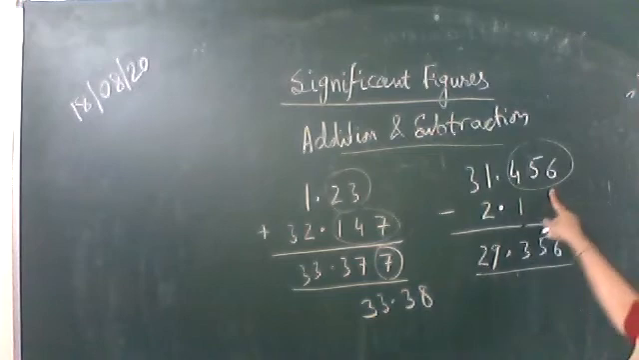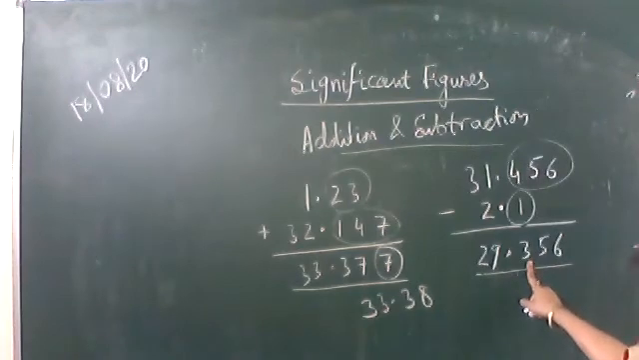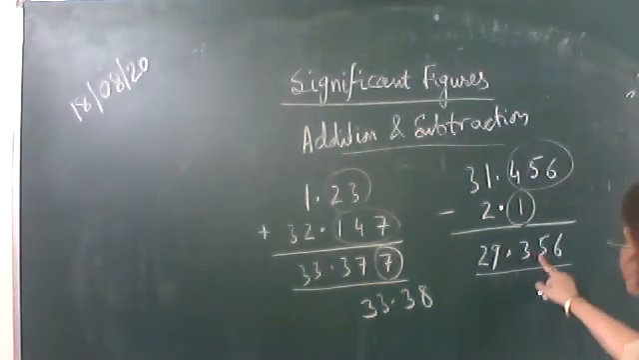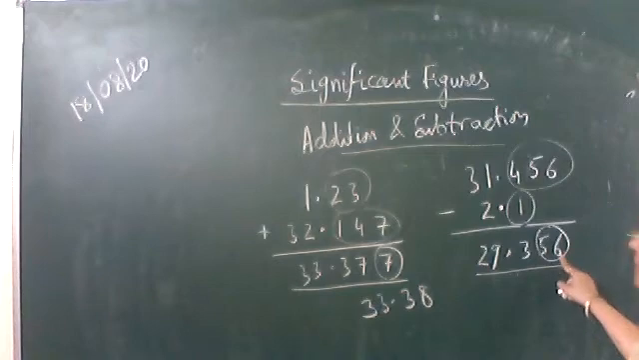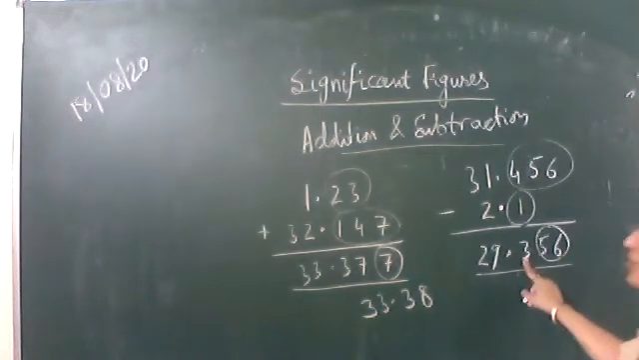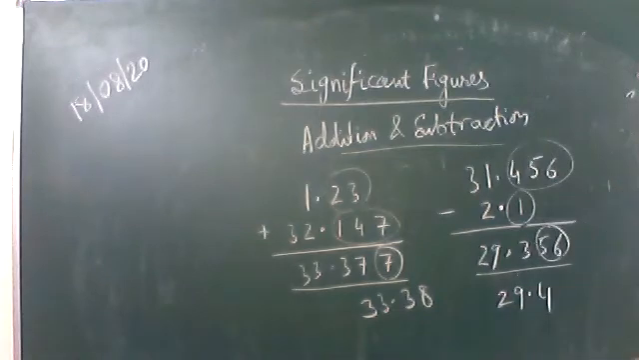This is having 3 digits after the decimal, whereas this one is having only 1 digit. So it means there should be only 1 digit after the decimal. Okay, that is you have to drop out these 2 digits. So it is 5 followed by any non-zero digit. So it will be raised by 1. So this answer will be 29.4.